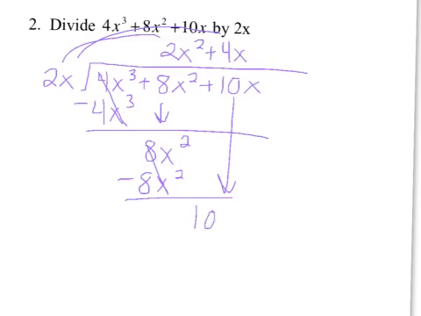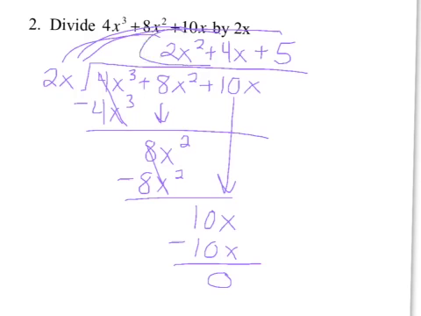Drop down the 10x. And all we need to multiply by is 5. Multiply through. So we get a remainder of 0. So the answer is just 2x squared plus 4x plus 5.